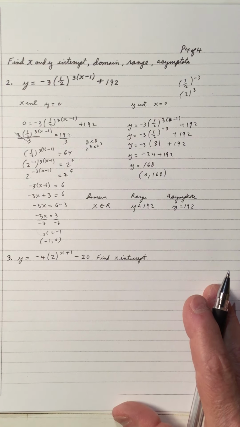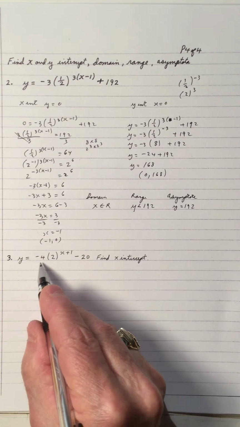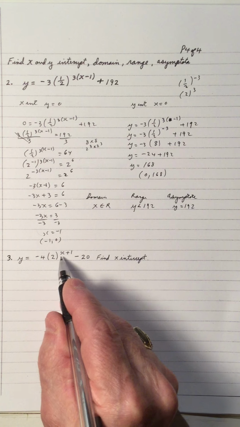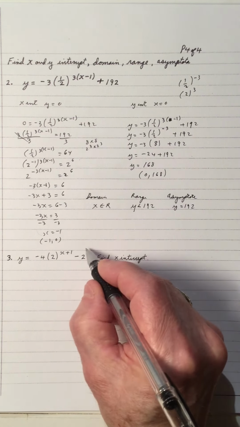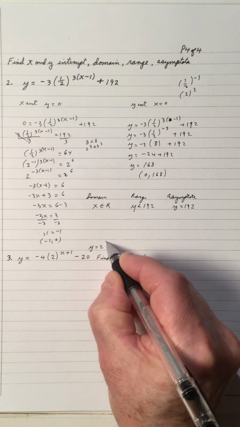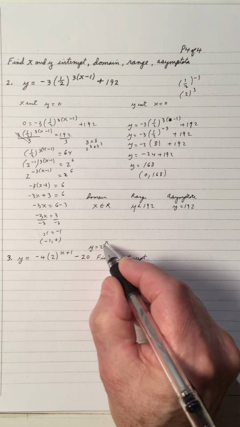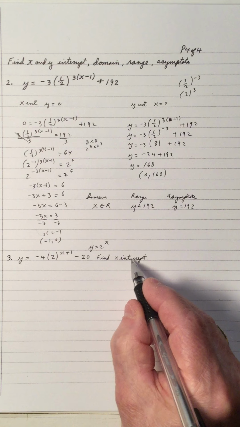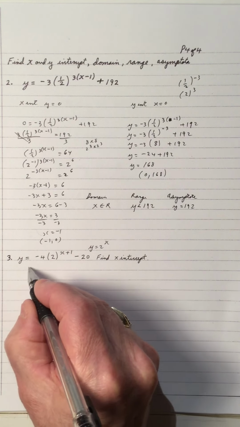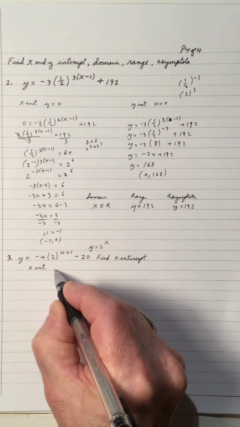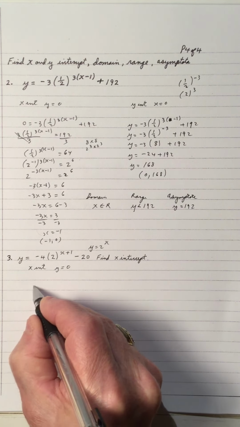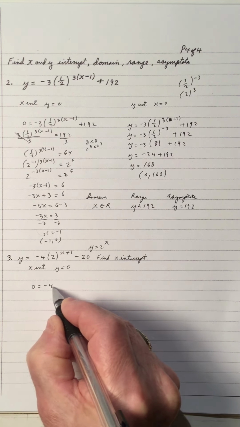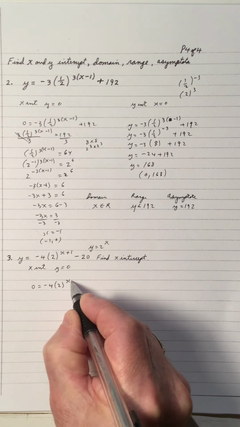And one more to do. It says this equation is y equals negative 4 times 2 to the x plus 1, minus 20. And again, y equals 2 to the x, 2 is the growth curve. And we want to find the x-intercept. So to get the x-intercept, we let y equals 0. So we put 0 in the place of y and solve this equation.